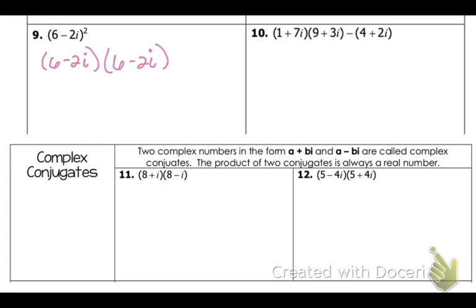So from here, you're going to do the same thing, 6 times 6, 6 times -2i, and then -2i times 6, and -2i times -2i. And you'll FOIL that from there, check your work, show your work.